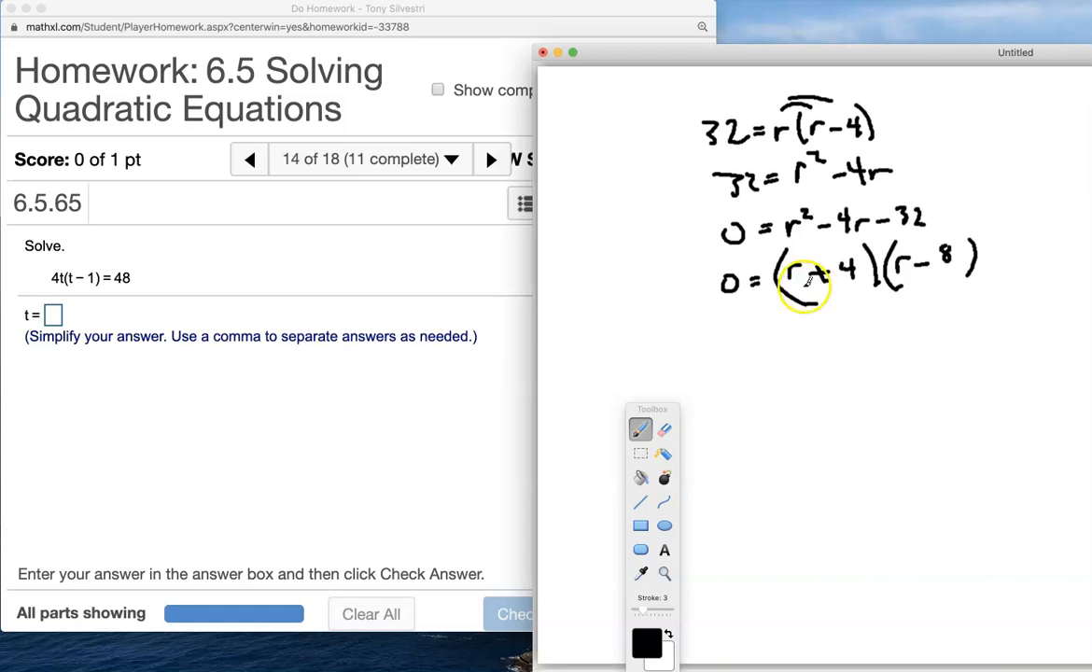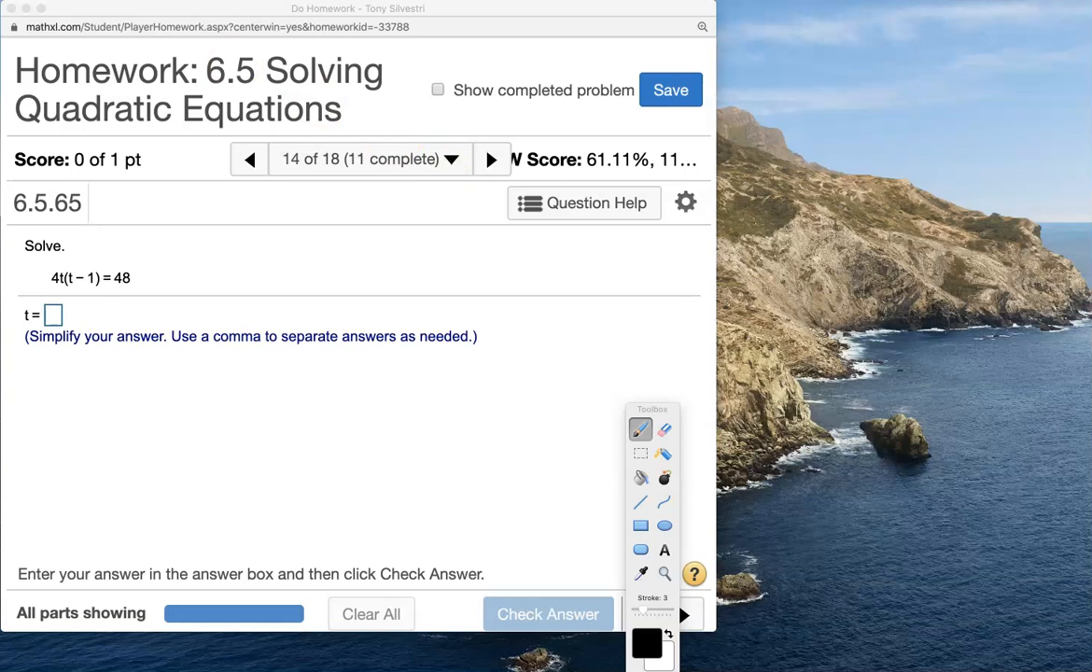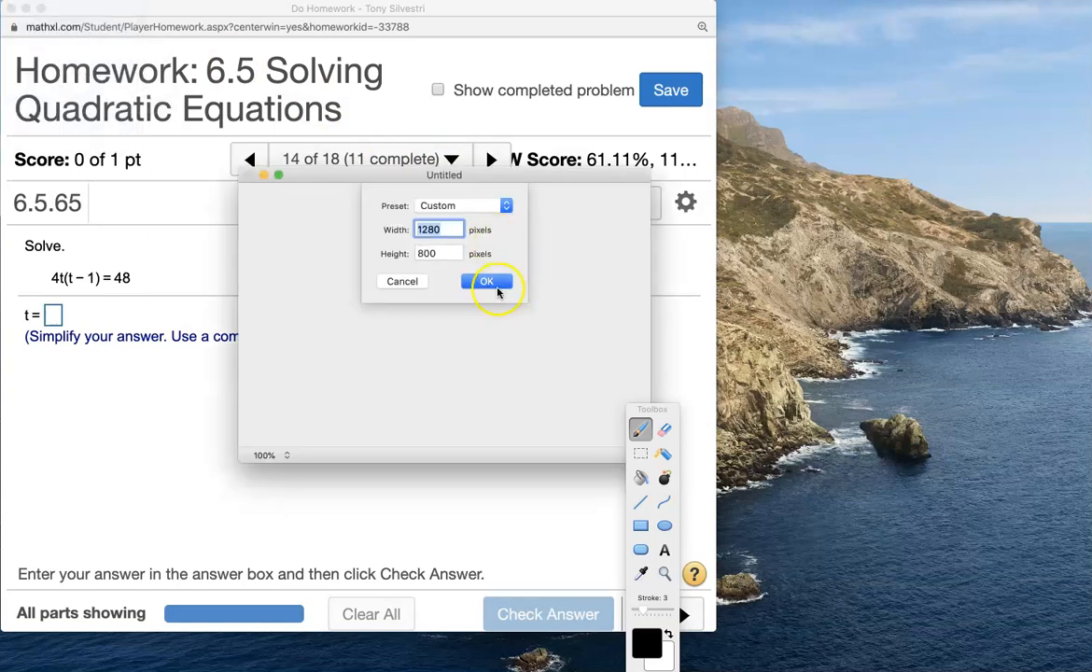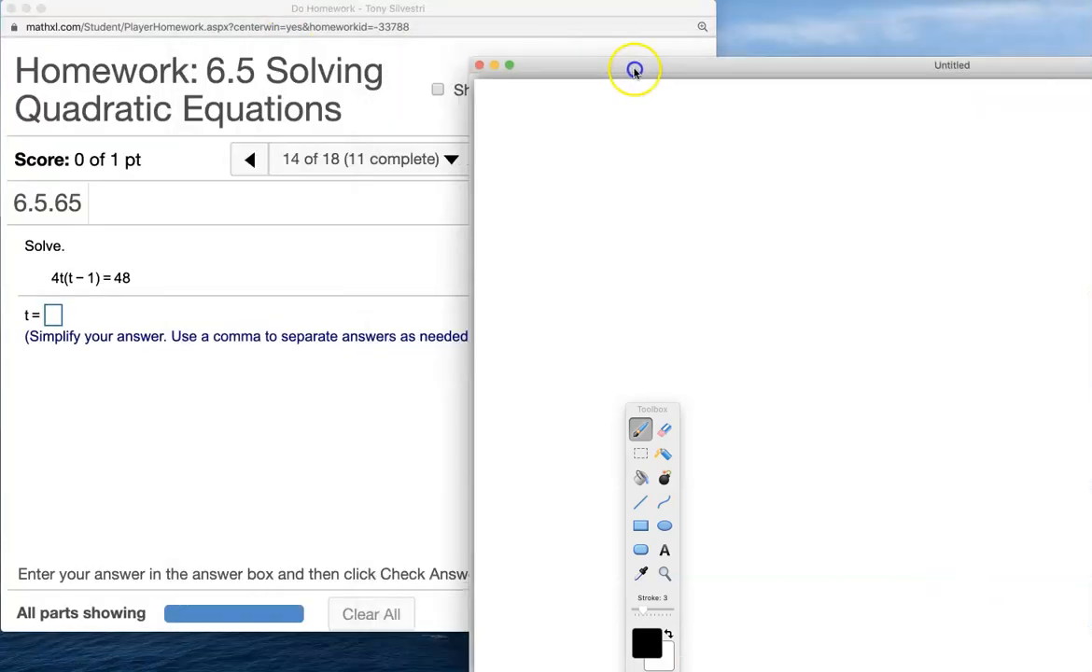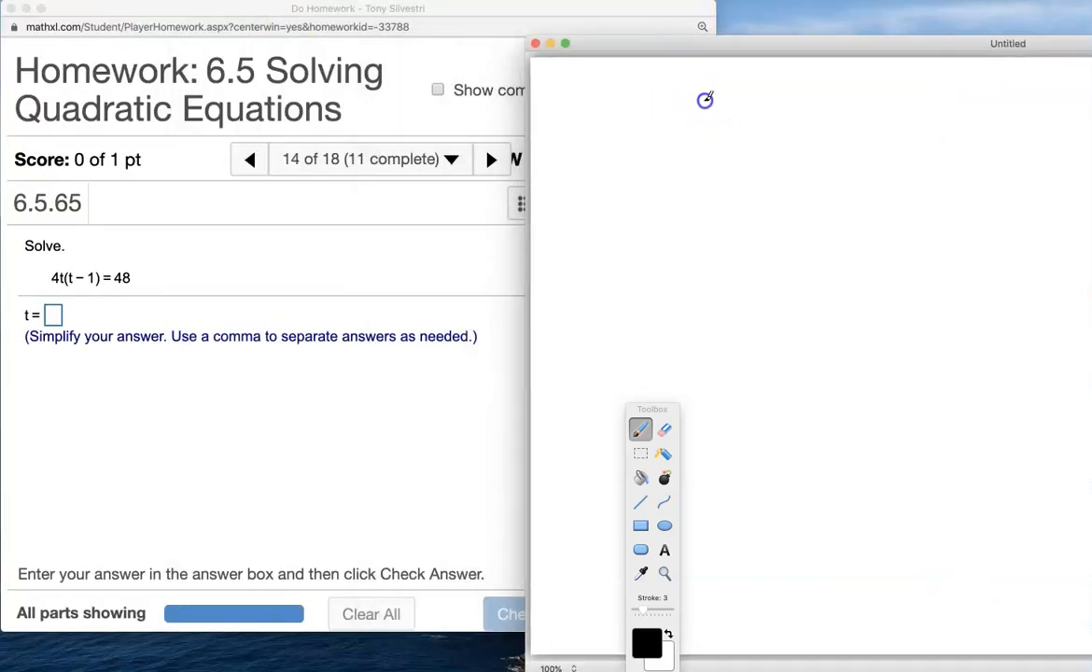Last but not least is this problem. Let's get rid of this. Don't save, and come over here and say File, New. Okay, and let's do this problem out here. Looks like it's 4t, t minus 1. It's almost like the previous problem. Equals 48. And somewhere in your problem, you have to have a t squared. We'll get that t squared by multiplying through here and here.